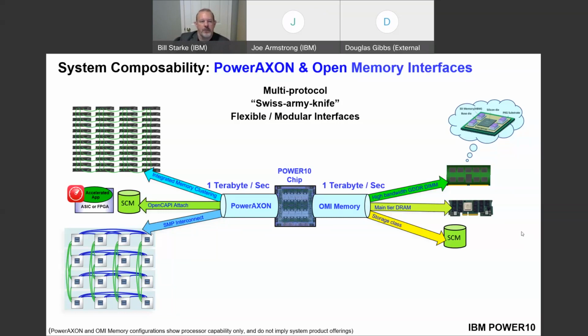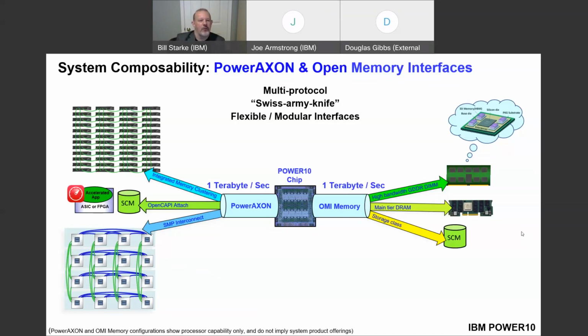It's also possible to configure that interface differently and run to an OpenCAPI accelerator attach. At this point in time, we don't have any planned offerings in that space for the existing Power10 systems, but that functionality is in the processor chip.